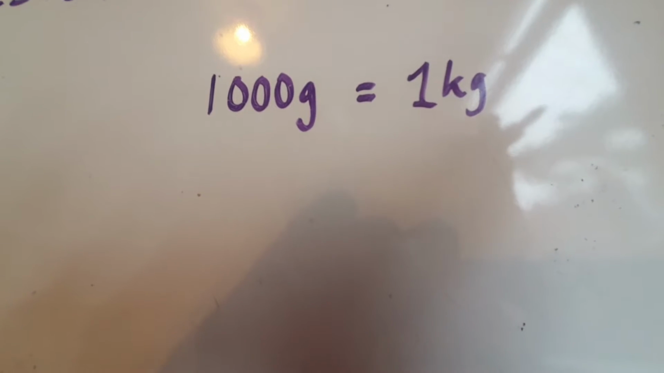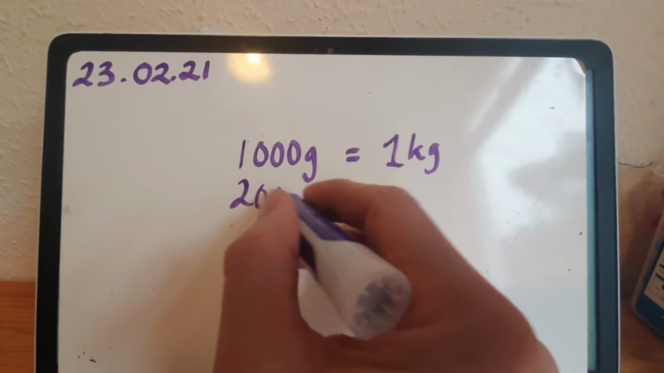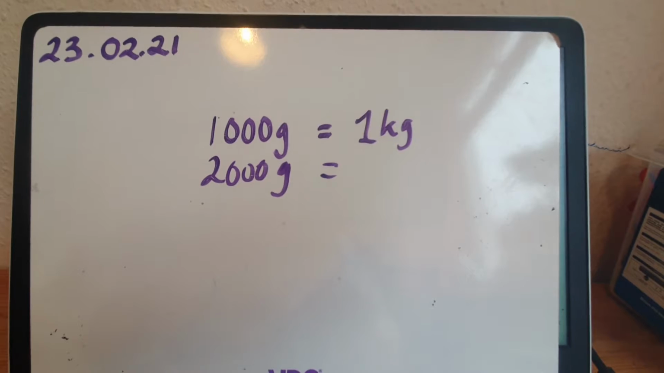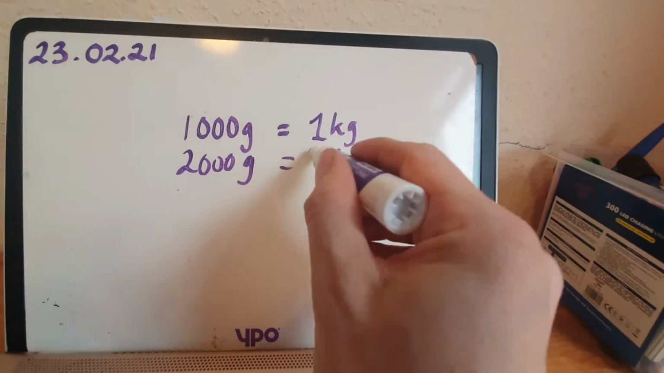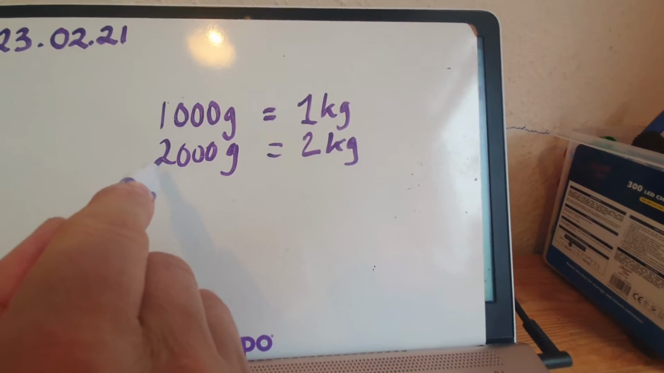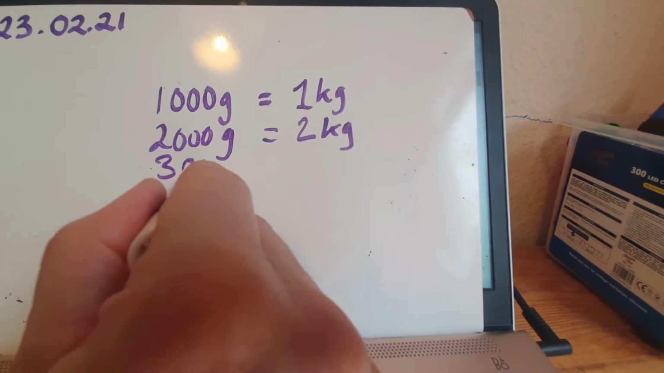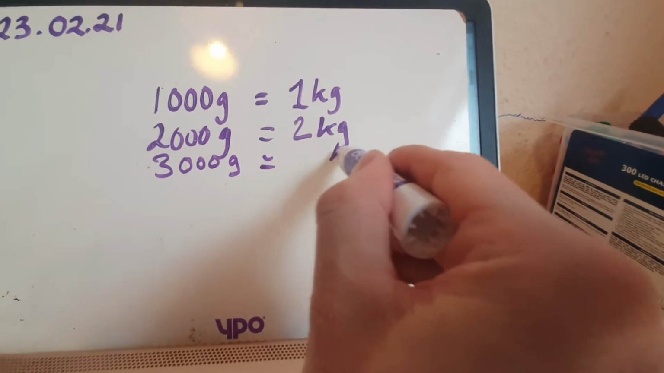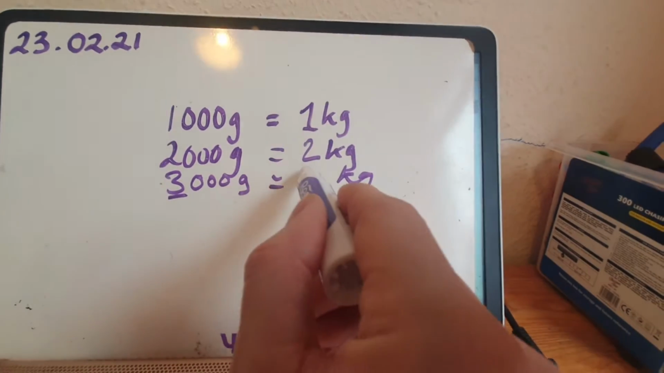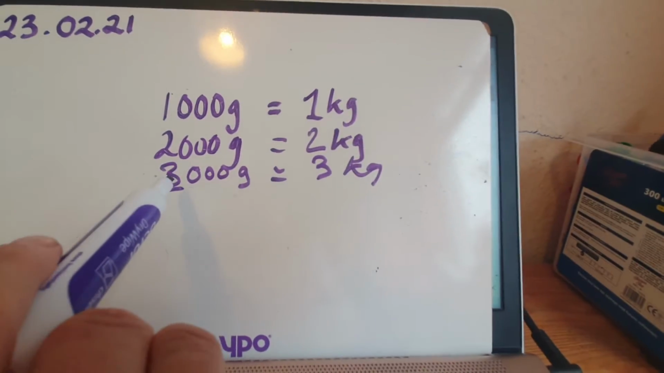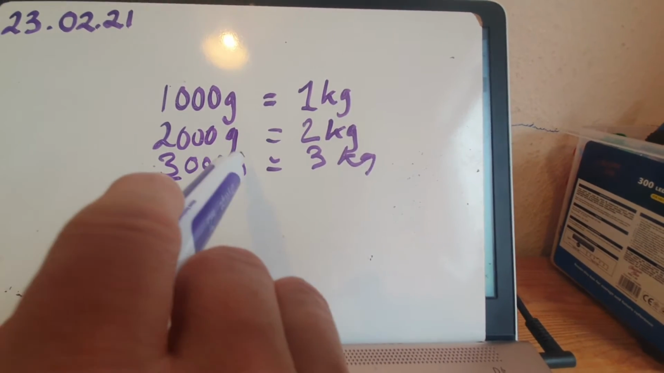So if 1,000 grams is 1 kilogram, 2,000 grams would be what? Would be 2 kilograms. So if you look there, 2,000 and 2. And 3,000 grams equals how many kilograms? 3. So to get 3,000 to 3, we've just made 3,000 1,000 times smaller.